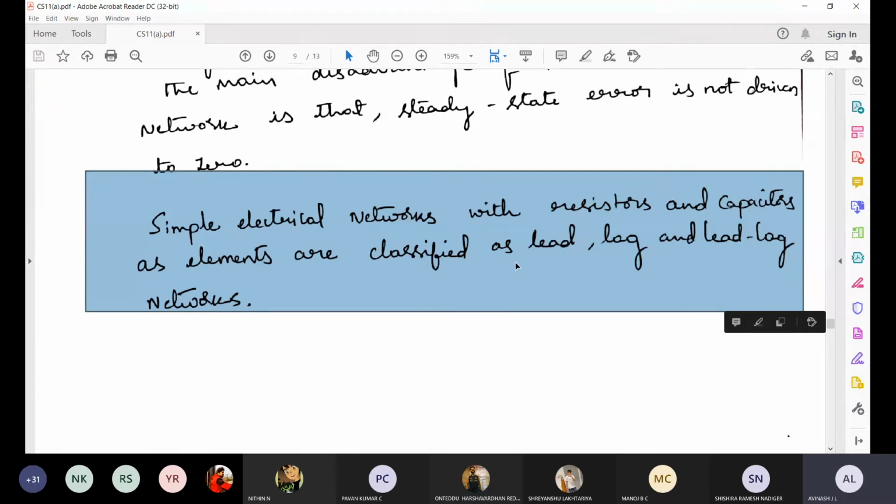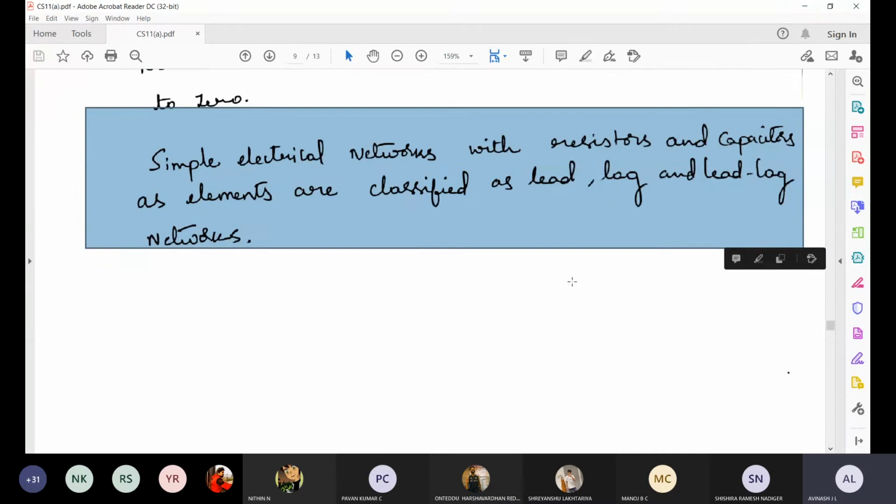Lead compensation means that sometimes, due to problems in the network, the phase angle is reduced. At that time, if we use the lead network, the phase will be increased, compensating for the loss. And with lag, if the phase is very high, we want to reduce it, so we use lag. The combination of these two is called lead-lag networks.